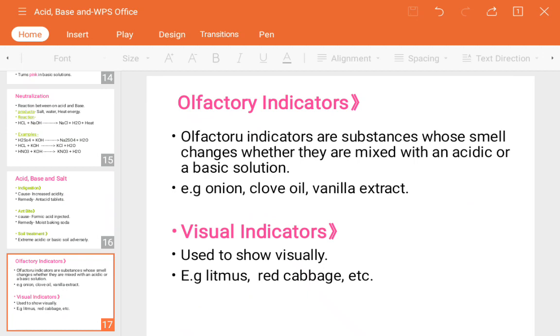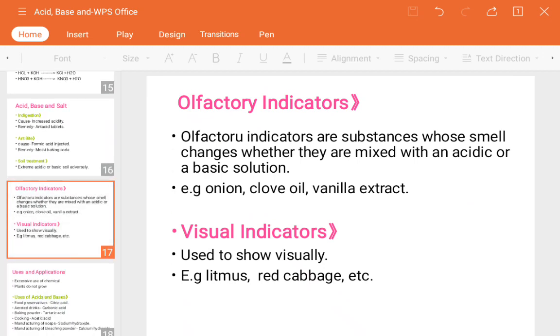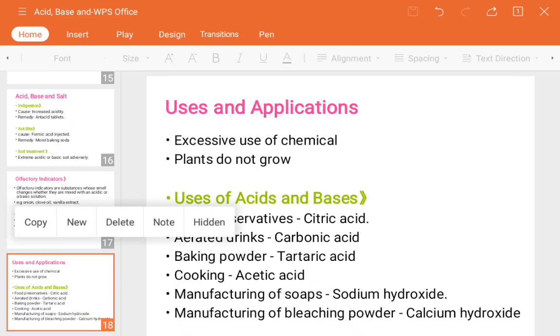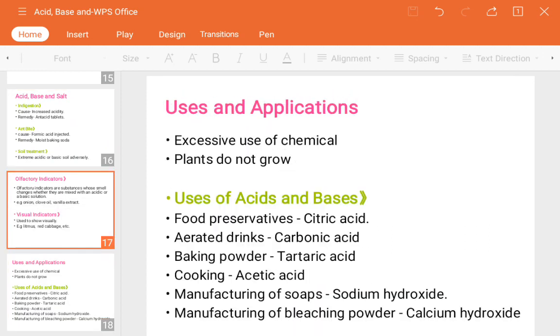Some common examples are litmus paper, which we use to check; we can see some changes in the litmus paper, which may turn blue or red. Next is red cabbage, and another one is phenolphthalein. We have seen the example of a chemical indicator, phenolphthalein, which is colorless and very soluble in nature, and it changes the color; only then can we say it has changed. That is called a visual indicator. Next are uses and applications.